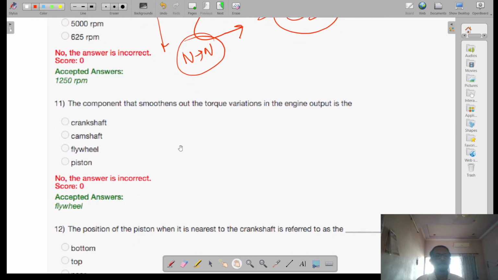Then you have the component that smoothens out the torque variation in the engine output. Engine output का torque variation जो रहता है उसको smoothen जो करता है, उसको हम crankshaft नहीं, camshaft नहीं, उसको flywheel. So flywheel does that.